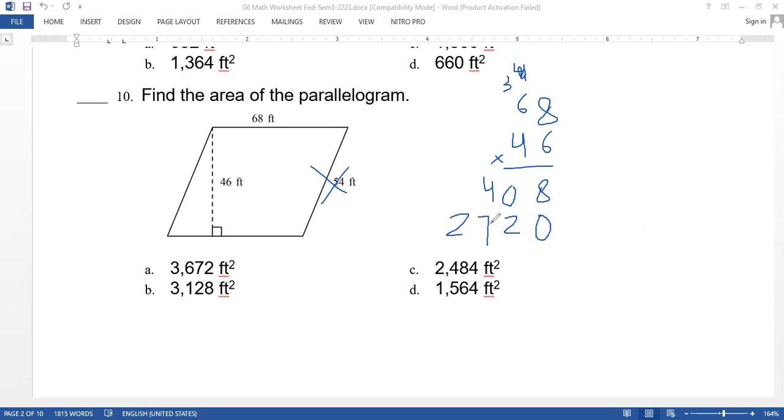Now I add them. Don't forget to put this big fat 0. 8 plus 0, 8. 0 plus 2, 2. 4 plus 7, 11. 1 down and 1 up. 1 plus 2, 3. So the answer is 3,128 feet squared. So it is B.